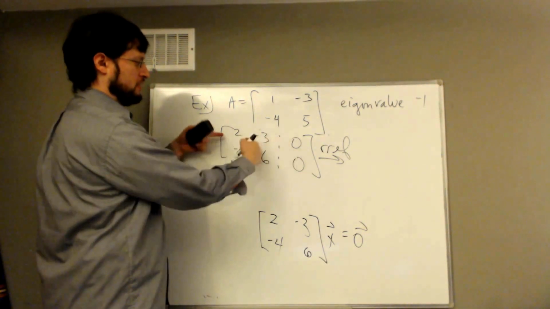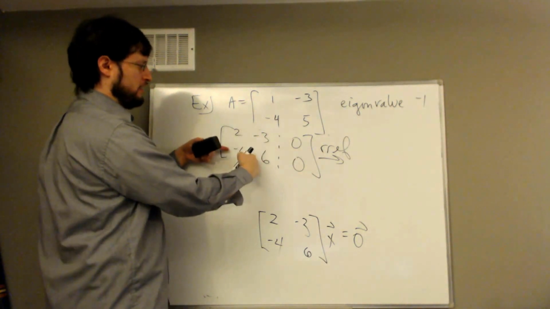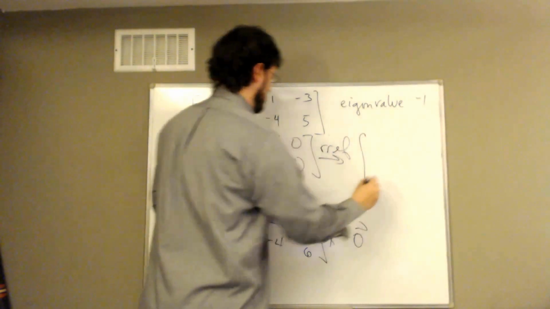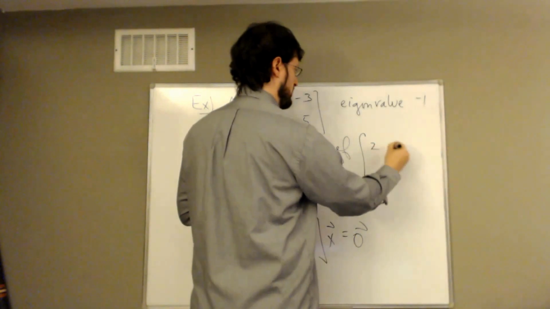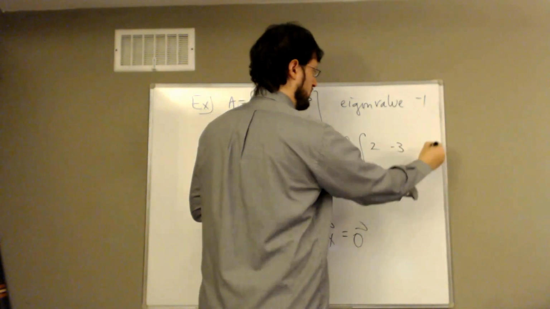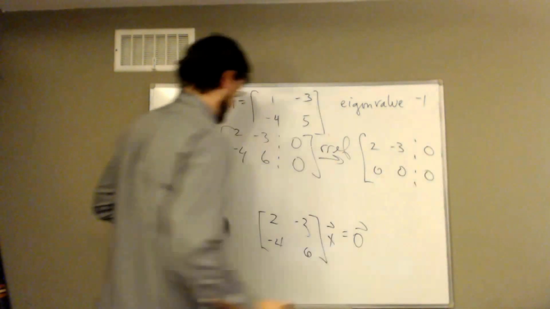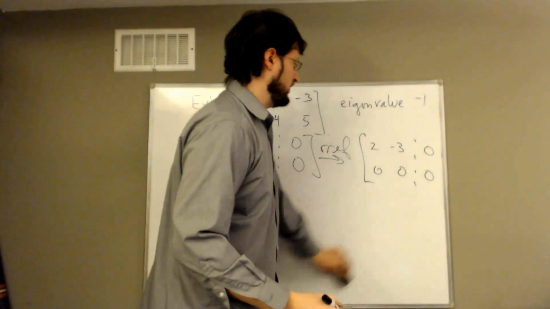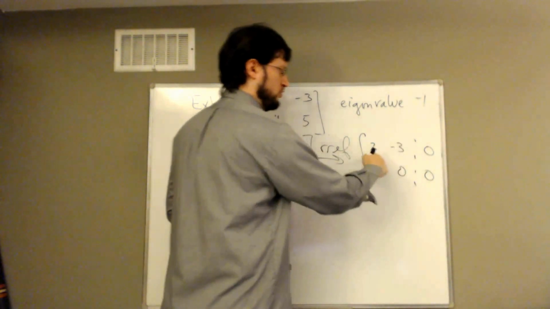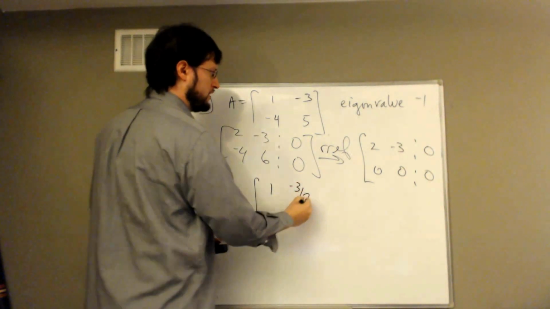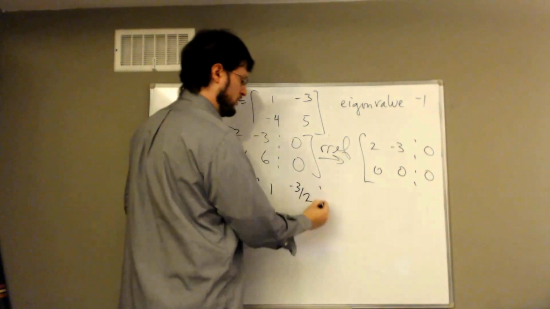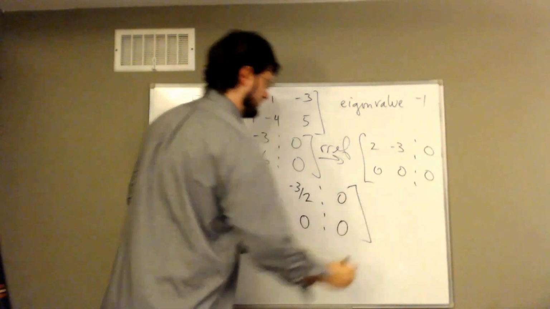Well, this one's pretty easy because if I take 2 and add, then this becomes 0, 0. And so then I'm going to end up getting 2, -3, 0, 0, 0, 0. That's our first step. And then we can go one more step because we really do want that first pivot position to be a 1. So I get 1, -3/2, 0, 0, 0, 0.